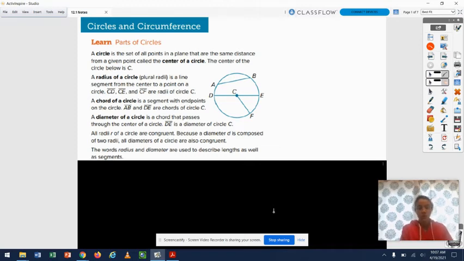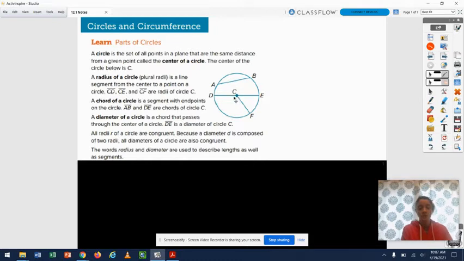Section 12.1 is about circles and circumference. Some of this you may already know and some of it may be new. For example, it starts with the definition of a circle. That would be the set of all the points in a plane that share the same distance from a given point. That given point would be the center. In this example, the center is C.